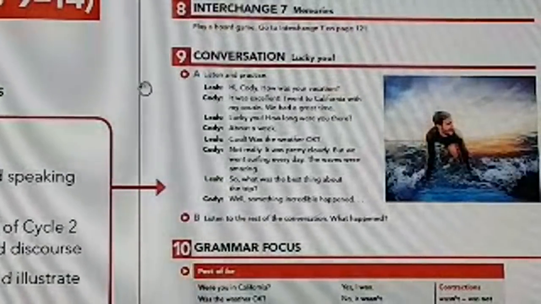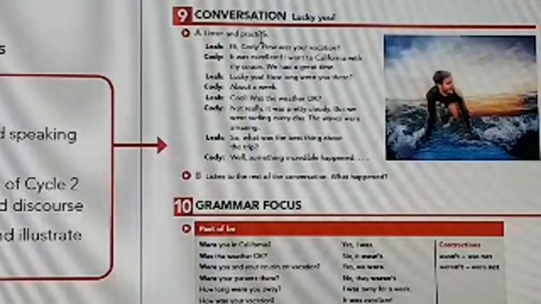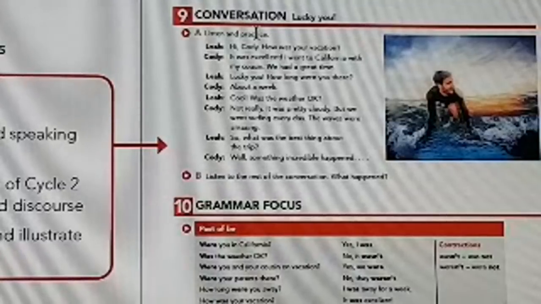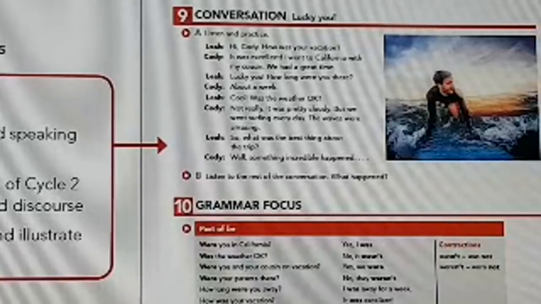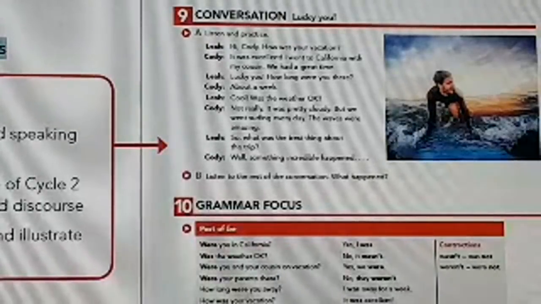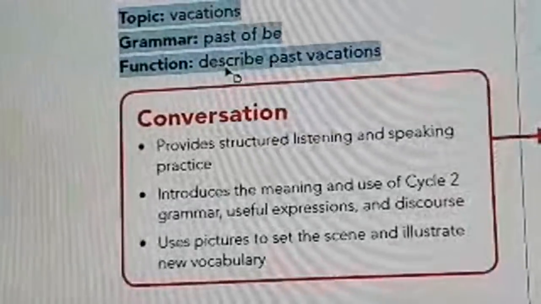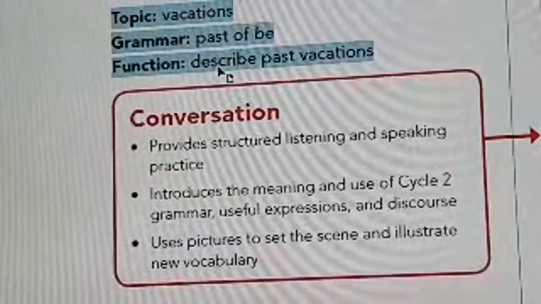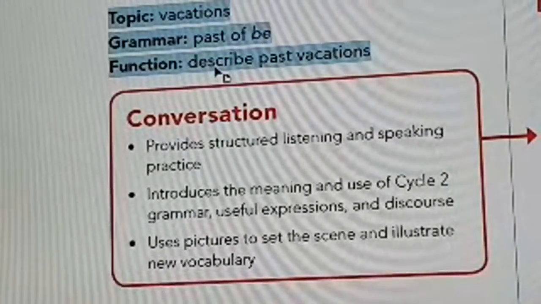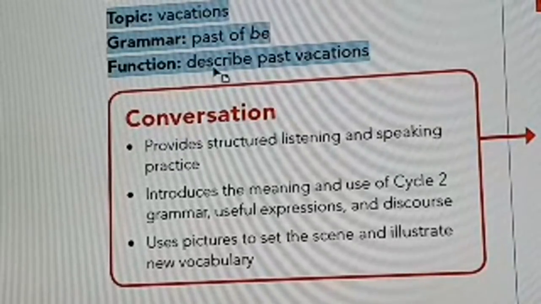In cycle 2, this is within the same unit. So in cycle 2 we have conversation. It's still about the topic that we are having as part of the unit. It also covers different aspects such as the grammar that is to be used. It comes under a topic, and the function. The student will be able to describe past vacations. And what we mean here, grammar and function, is yes, there's the grammar structure that is to be covered, and there is also the function in which that grammar item will be used.